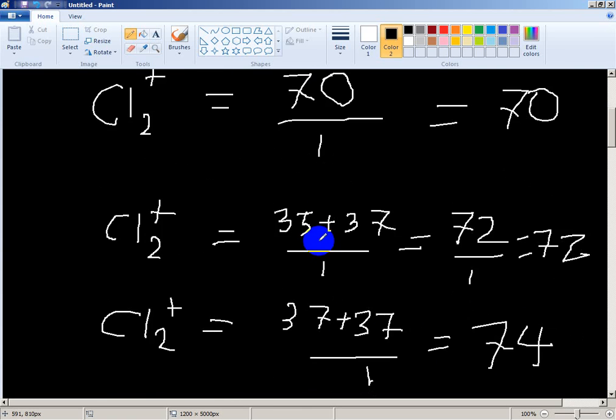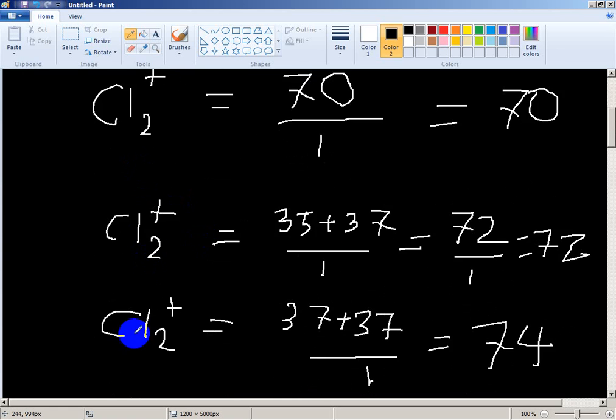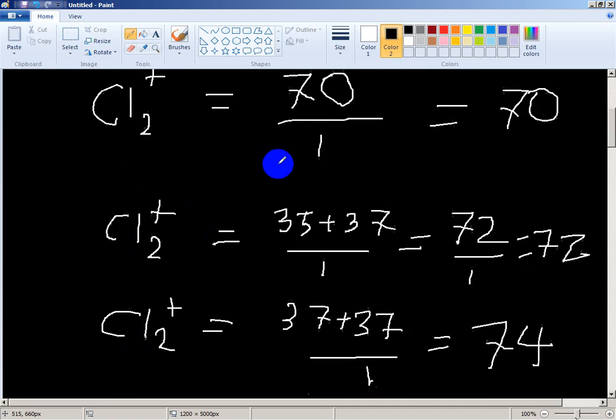So which ions will deflect more? This one, this one, this one, this one, or this one? 35, the one at the top, no? Yes, sir. Okay.